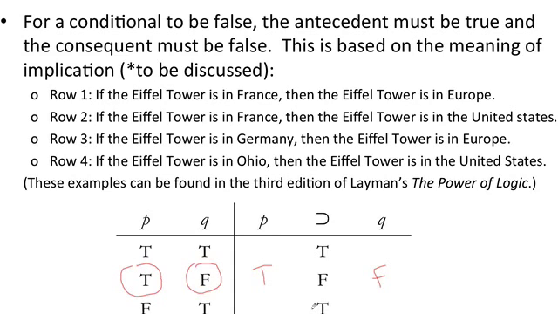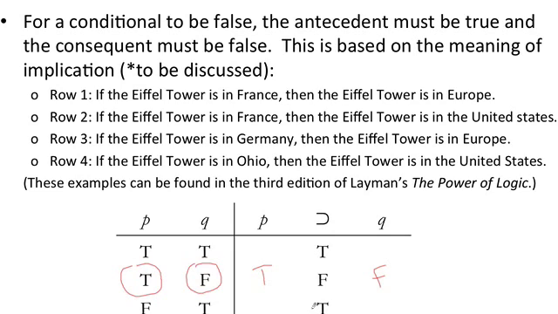So row 1, we have a true antecedent and a true consequent. If the Eiffel Tower is in France, then the Eiffel Tower is in Europe. The Eiffel Tower is in France is a statement that's true. The Eiffel Tower is in Europe is also a statement that's true. And we treat the sentence as a whole and say that that's true when we say it's true that if the Eiffel Tower is in France, then it is in Europe.